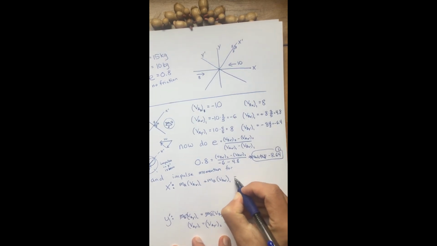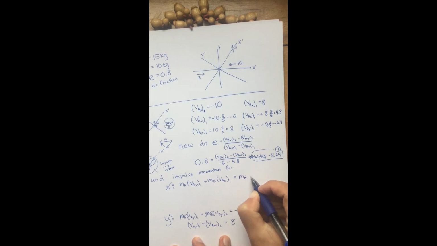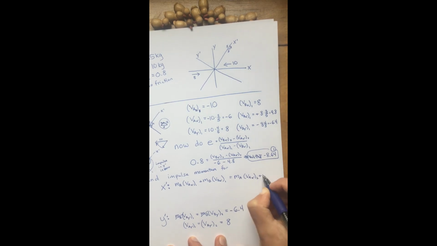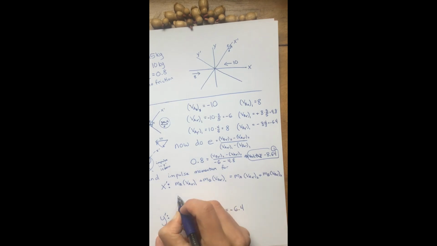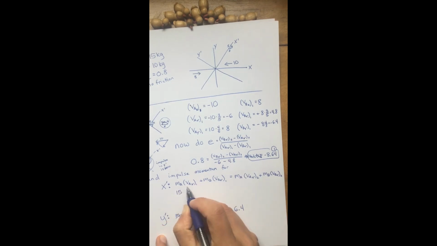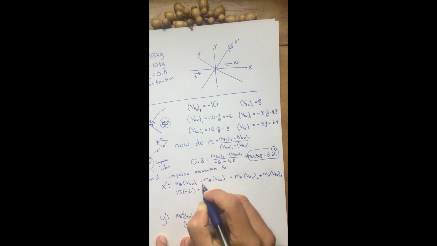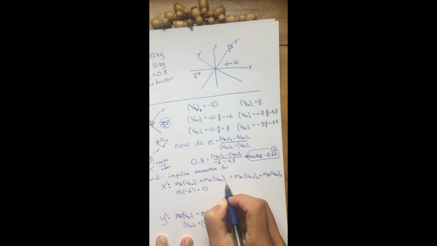The final momentum is MA VA x prime 2 plus MB VB x prime 2. I can figure out what I have on the left-hand side. Puck A has a mass of 15 kilograms. VA x prime 1 is negative 6. Mass B is 10. VB x prime 1 is 4.8.